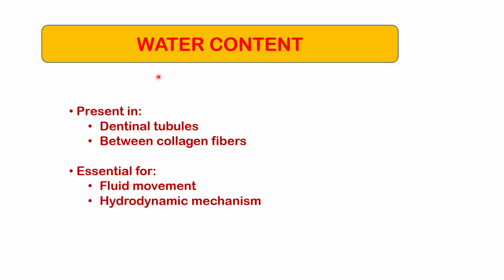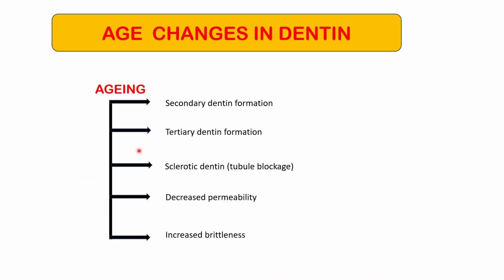Next property is water content. It is present in the dentinal tubules between the collagen fibers, which is essential for the fluid movement and the hydrodynamic mechanism. Coming to the age changes in dentin, with aging there is formation of secondary dentin and tertiary dentin. Also there is formation of sclerotic dentin, that is there is blockage in the dentinal tubules, decreased permeability and increased brittleness.